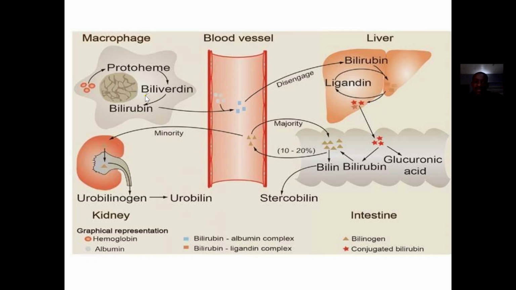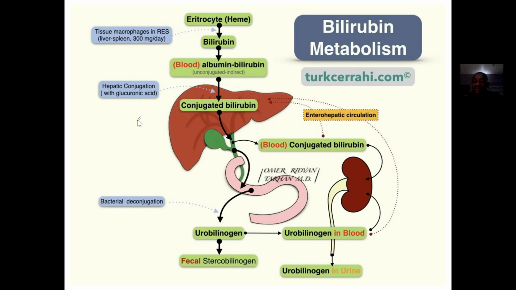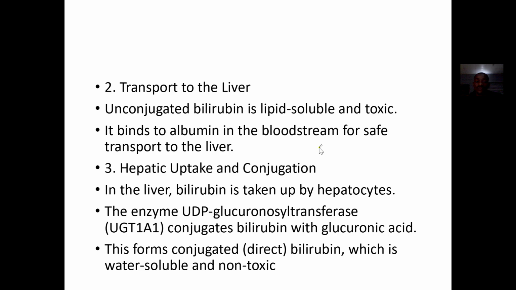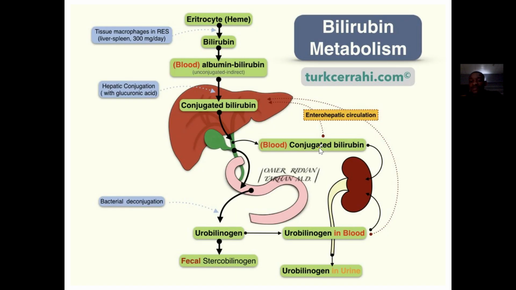So biliverdin, then unconjugated bilirubin. In between you have the enzyme known as biliverdin reductase. It's now transported to the liver. Unconjugated bilirubin is lipid-soluble and toxic. It binds to albumin in the bloodstream, then it moves to the liver.